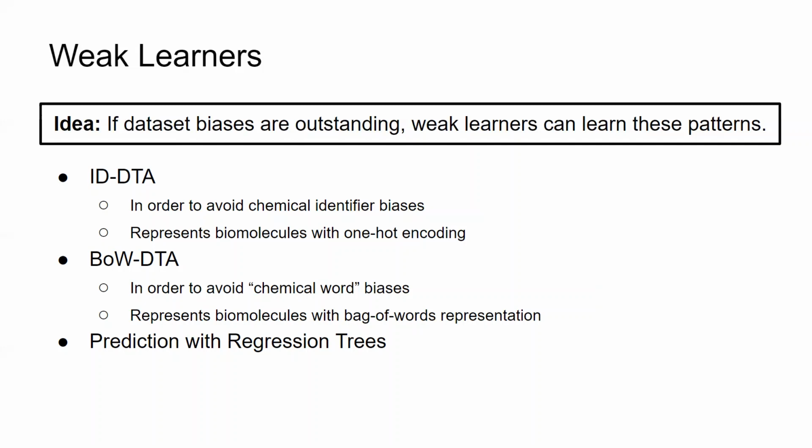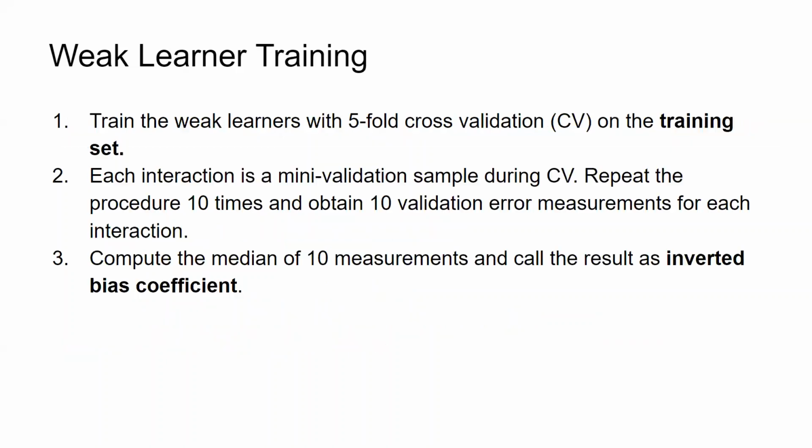Namely, we designed IDDTA to identify chemical identifier biases. IDDTA represents the biomolecules with one-hot encoding vectors. BoWDTA, the other weak learner, aims to catch the chemical word biases in the training set. And BoWDTA represents the biomolecules with bag of words representations. Both of the weak learners use regression trees for prediction, as it's a simple algorithm.